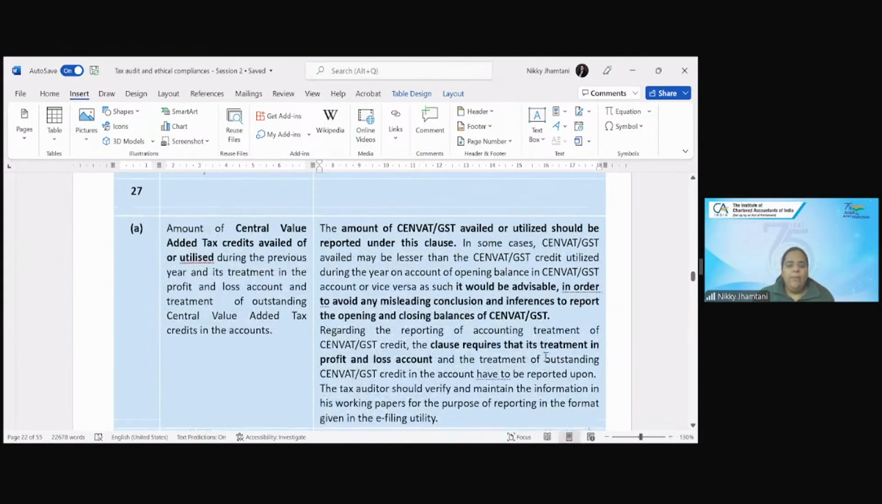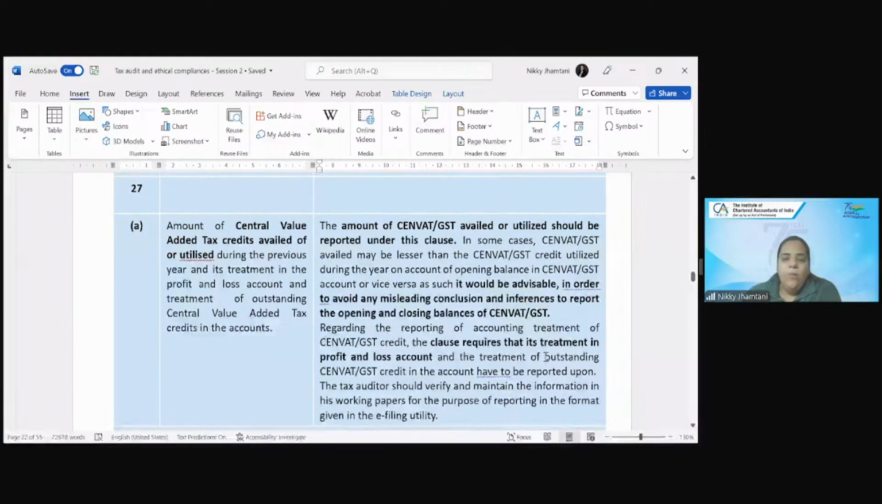Then clause 27, part A, amount of central value added tax credits availed of or utilized during the previous year and its treatment in the P&L and treatment of outstanding central VAT credits in the books. So the amount of CENVAT or GST availed or utilized should be reported under this clause. In some cases, CENVAT or GST availed may be lesser than the CENVAT or GST credit utilized during the year on account of opening balance in CENVAT or GST account or vice versa. So it would be advisable, in order to avoid any misleading conclusions and inferences, to report the opening and closing balances of CENVAT or GST.